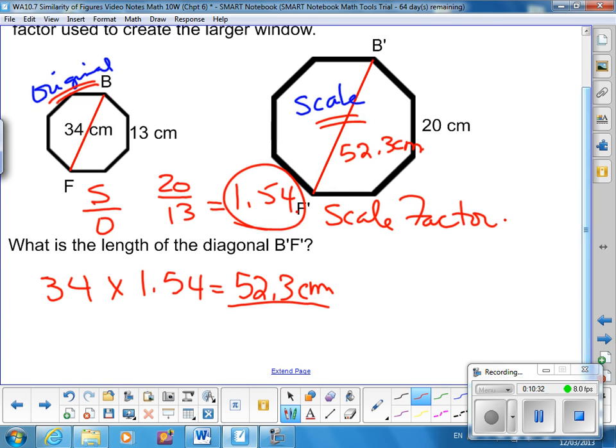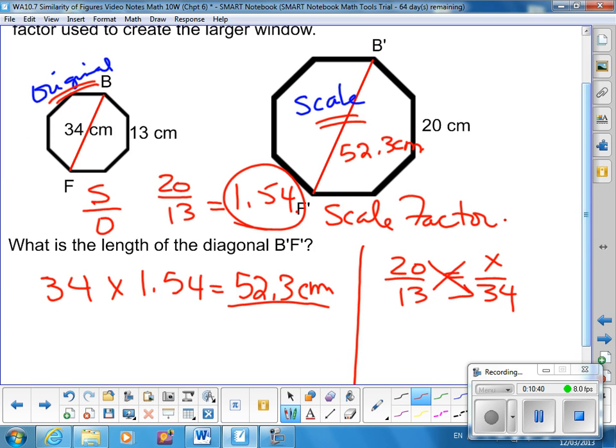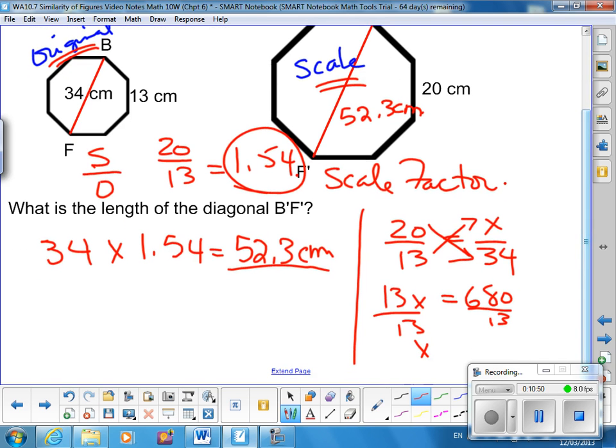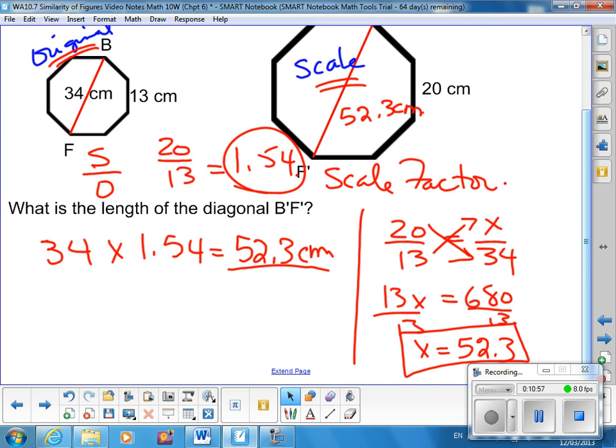Okay, a second way to do this is we could just use ratios. 20 to 13 equals x over 34. When I cross multiply, I get 13x equals 680. Divide by 13, and x will equal 52.3. So you should get the same answer. It doesn't matter which way you calculate it.